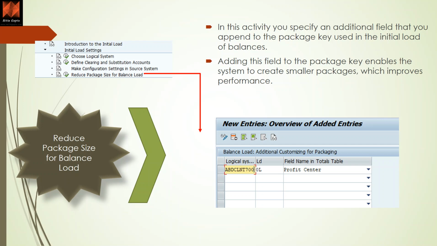So in that case, what you can do is add the logical system and a particular field, the field name in the totals table. So which field you want to make the selection on, and based on that, the system will reduce the package size. It will read this field, and based on this particular field, it will group the documents. So it will reduce the package size. For example, the package size was supposed to be 100, but now because you add this configuration, it will reduce it to 35.